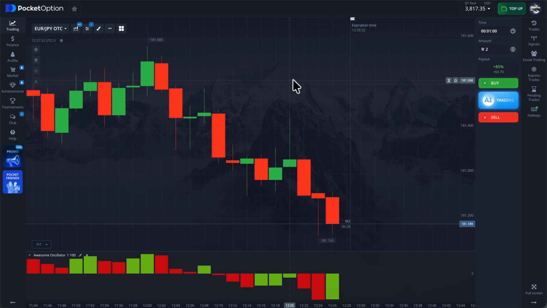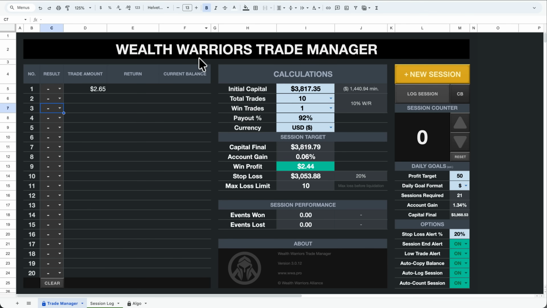And that is the strategy, right? And the other part, you guys already know, the money management. So for the money management, of course, we use the Wealth Warriors Trade Manager. This helps us to stay in profit. This is a highly advanced trade manager with an algorithm behind it, and we can have multiple consecutive losses and still come out in profit with each and every session that we do. Let's take the first trade amount that the trade manager gives us. It's over here, it's 265.